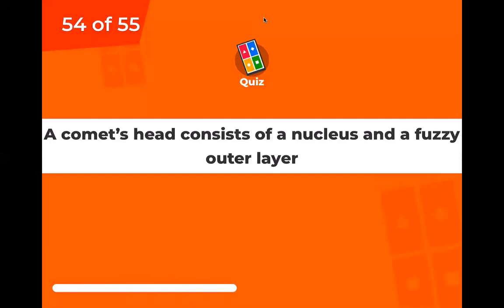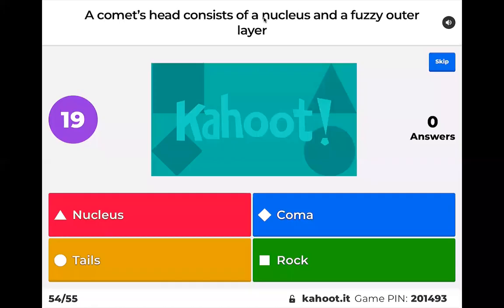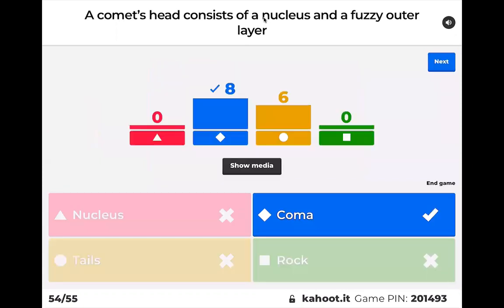A comet's head consists of a nucleus and a fuzzy outer layer. Would that be the nucleus, the tails, the coma, or the rock? What is the fuzzy outer layer? Okay, it is the coma.